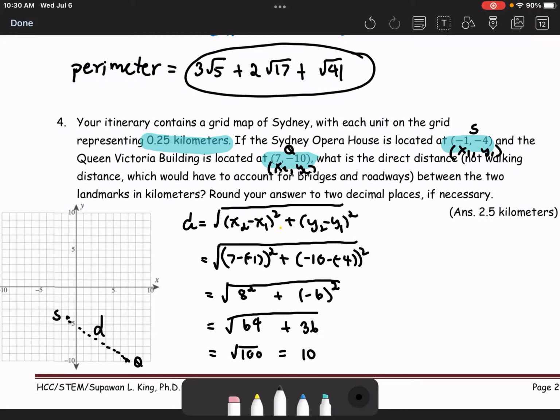That is 10 units. And from the information, each unit on the grid represents 0.25 kilometers. So this is 10 units, so that is 10 multiplied by 0.25 kilometers. That turns out to be 2.5 kilometers as the direct distance from the Sydney Opera House to the Queen Victoria Building.